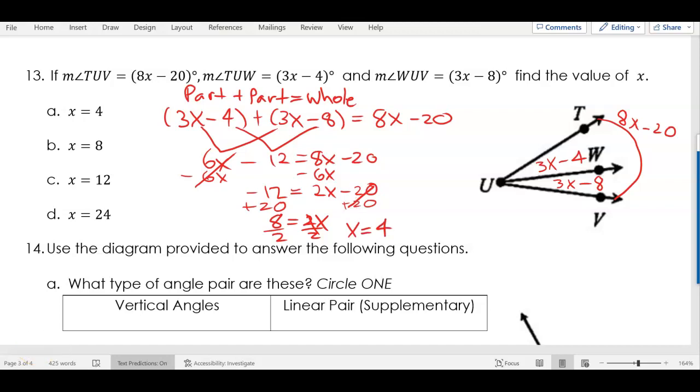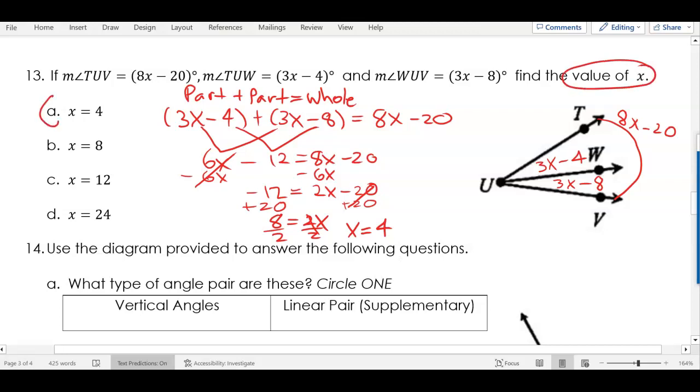Now, is that it? Are we done with x equals 4? Find the value of x. Yes, we are. Very good. All right, good job.